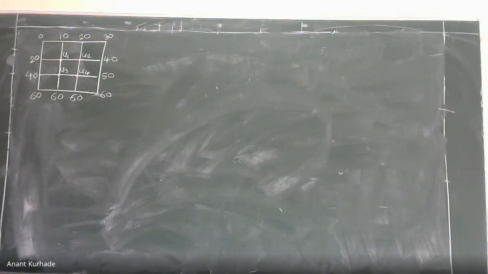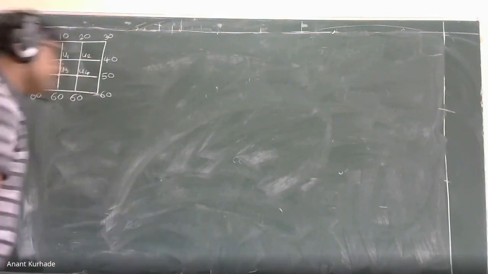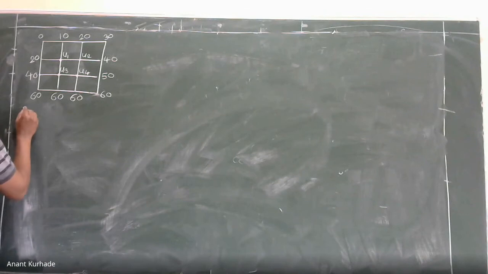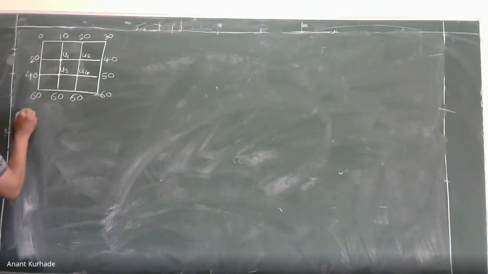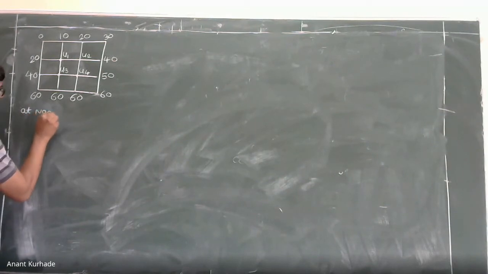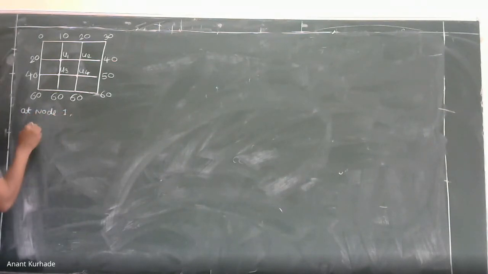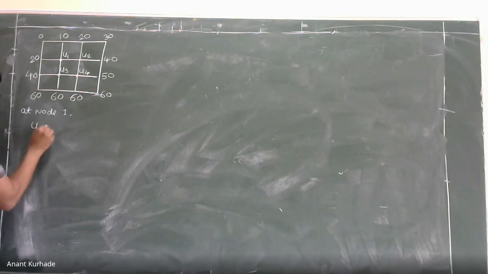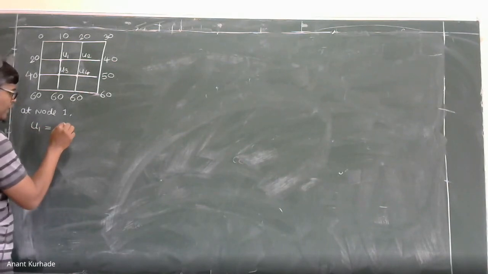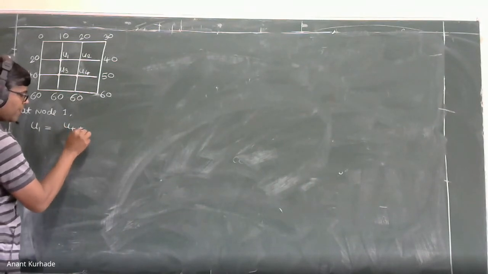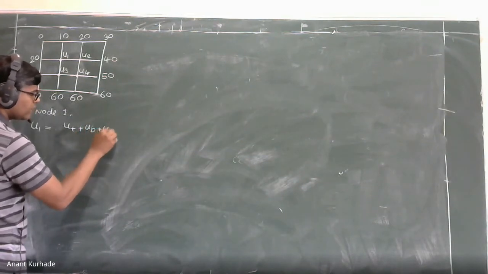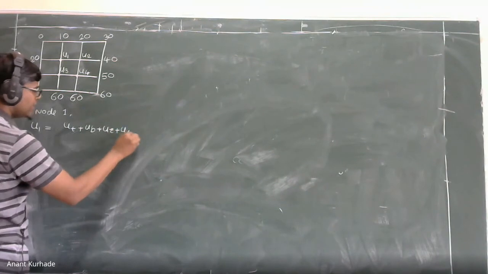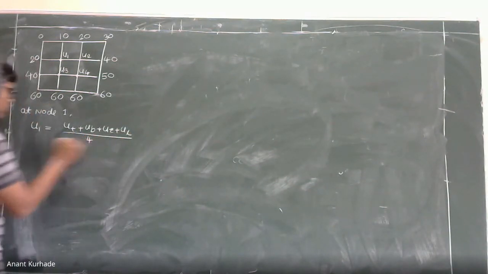Now write down the formula for U1 only. We have to solve del square U is equal to 0. Now write at node 1, we can write U1. The formula is U1 is equal to the value at top plus value at bottom plus value towards right side plus value towards left side, divided by 4.